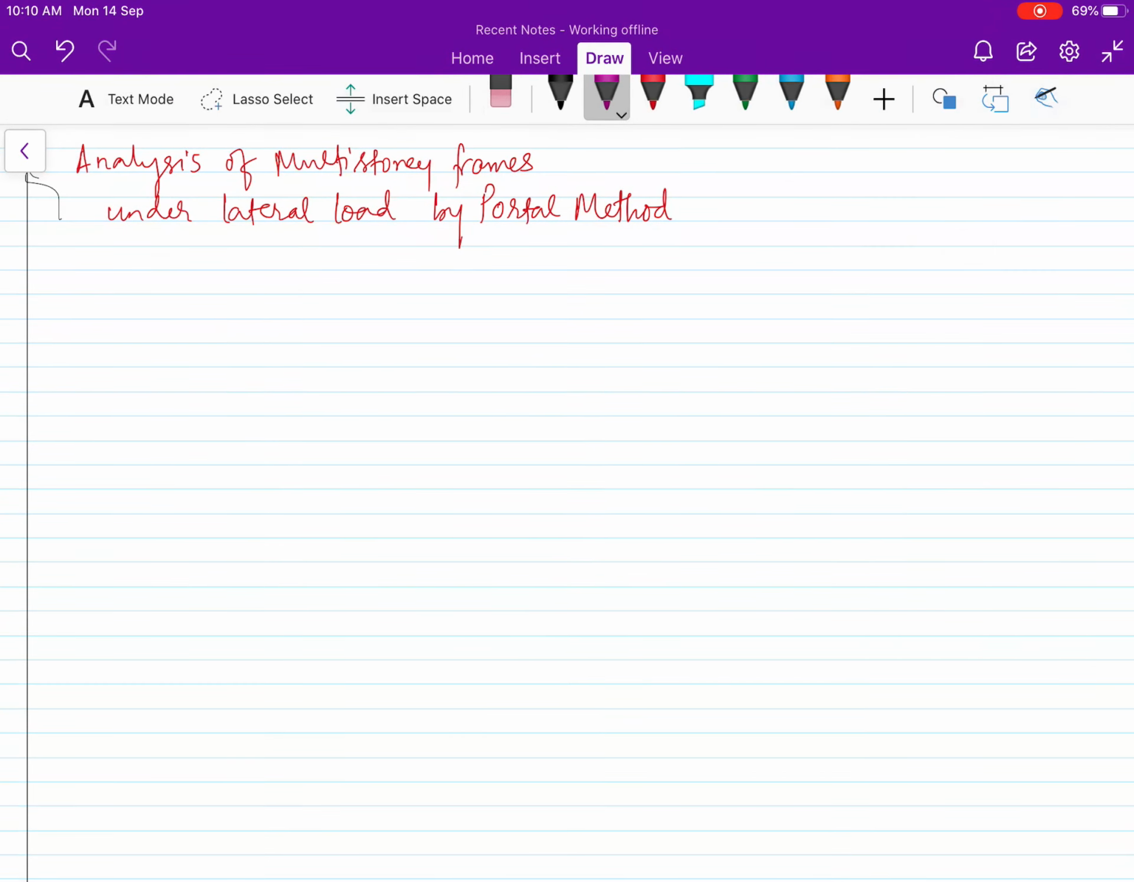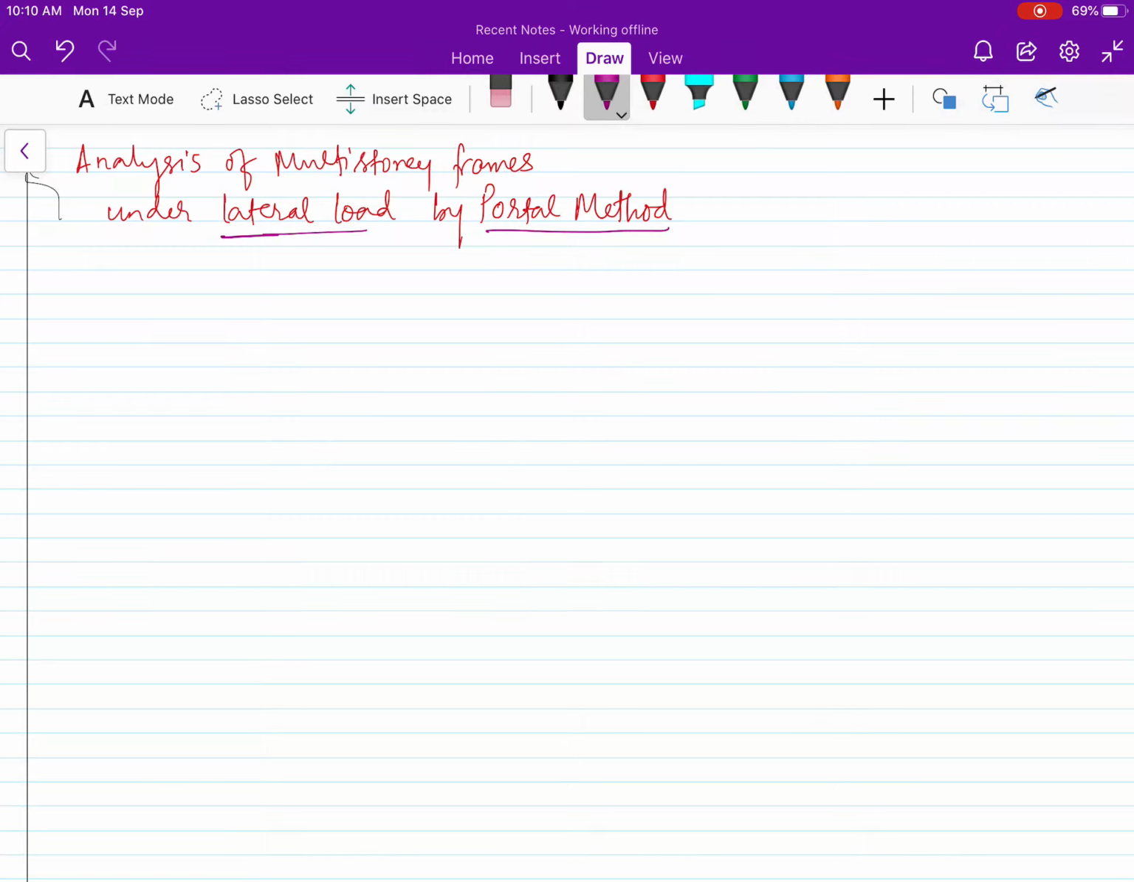Hello everyone. This video is in continuation with the analysis of multi-story frames or multi-story buildings, part 3. In part 1 we calculated the loads coming to the frame. In the second part we analyzed the structure under vertical load using the substitute frame method. In this video we are going to analyze the same frame under lateral load by the portal method.